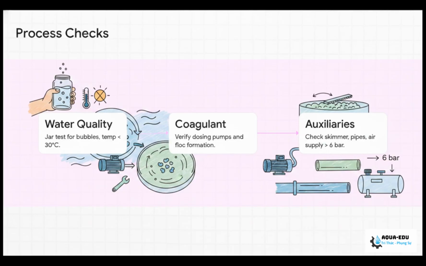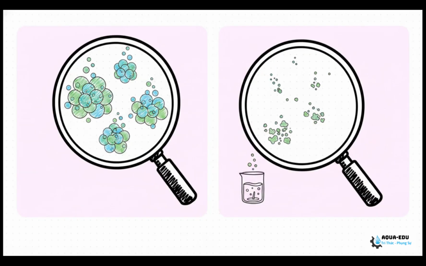Finally, Step 7 covers your auxiliaries. Ensure your skimmer is running at the correct speed, double-check that your sludge pipes are clear, and make sure your external air compressor is delivering at least 6 bars to the saturator. Now, think about this stark difference in coagulation here. Even if your mechanics, your pump and your saturator are running absolutely perfectly, poor coagulation will leave your system totally unable to attach those microbubbles to the waste. So it's like trying to stick Velcro to water.